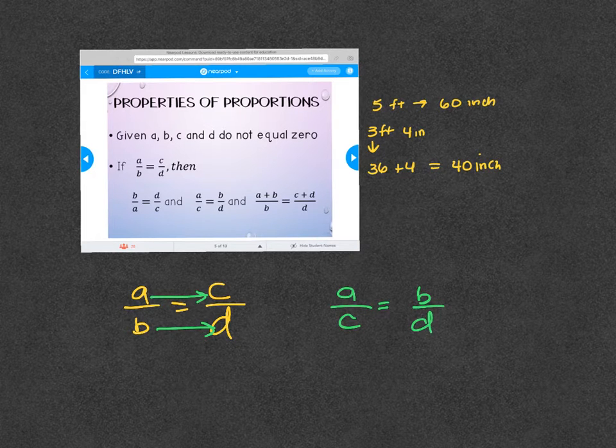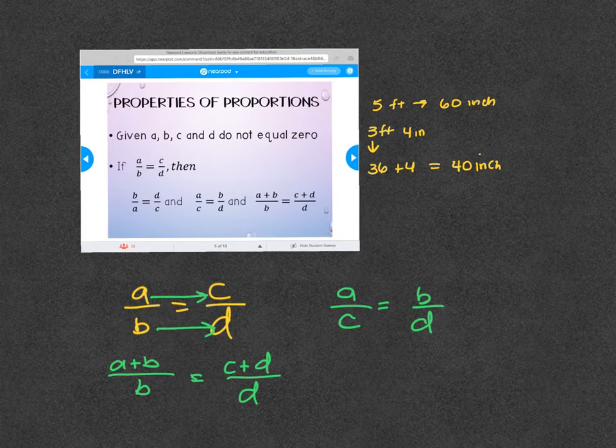And then the third thing you can do is add the denominator on. So if I did A plus B over B, it would equal C plus D over D. So those are the 3 properties that you can do with a proportion, right? Flip it so they're both reciprocals. Go left, right in the top and left, right in the bottom. Or add the denominator to each of them. You remember this? Yes? This is also on your quiz, right? Okay.